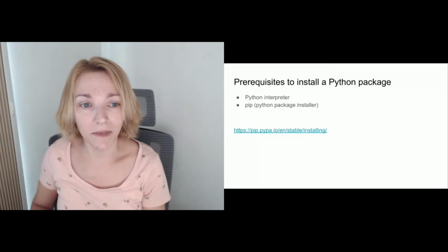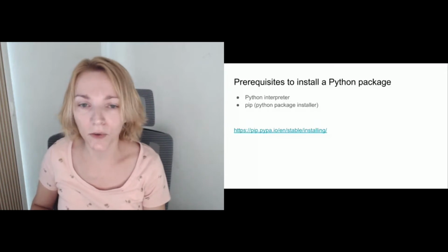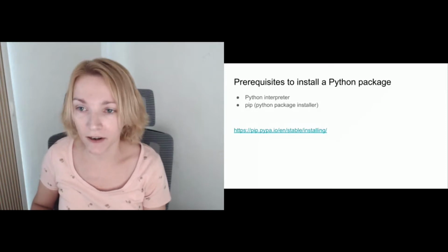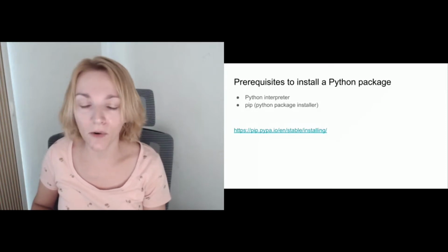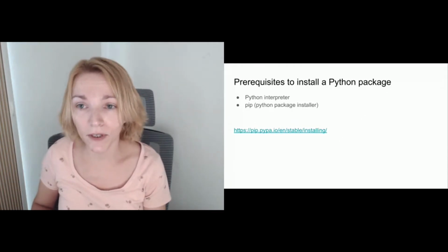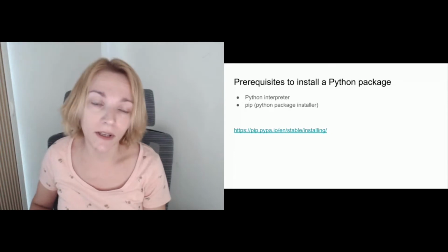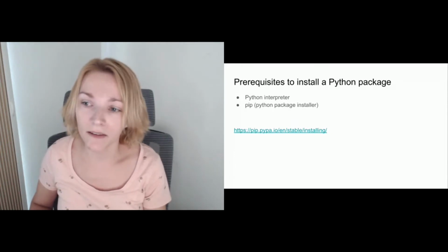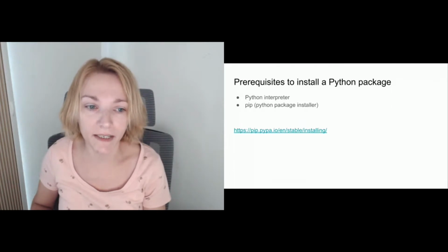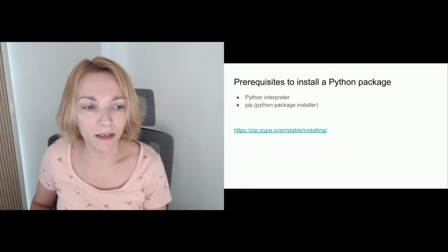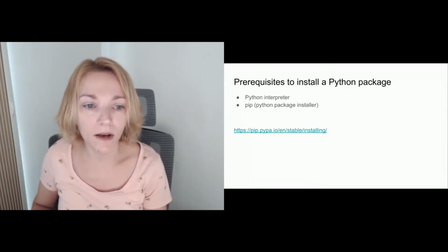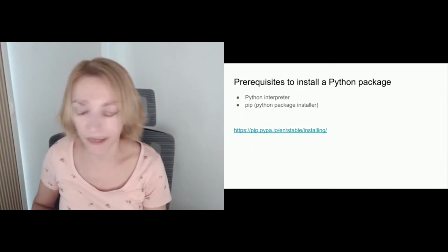And to install a Python package, you would normally need a Python interpreter and pip, Python package installer. Most likely, if you are on a Mac or on a Linux, you already have that. If you are on Windows, you would have to install a Python distribution, and there are several of them for Windows. I know specifically one from ActiveState. So here is the link to pip, pypa.io, to install pip if you don't have it yet.